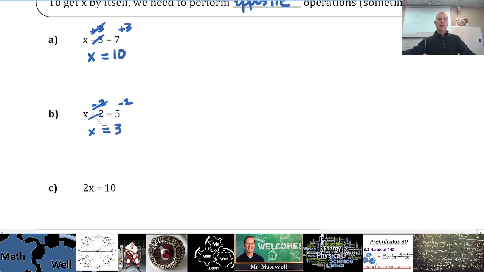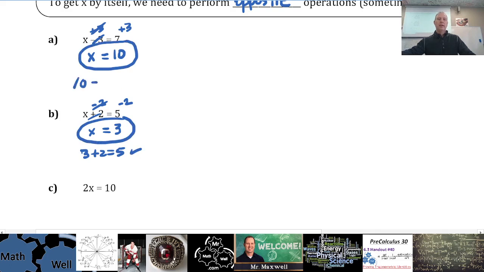So if we do a little check for this one as well, 3 plus 2 equals 5. That is totally correct. So let's circle our answers, because you're going to probably do some checks here too. So we'll circle our answers. And the check for A that we didn't do, but is 10 minus 3 equals 7. That is absolutely correct.